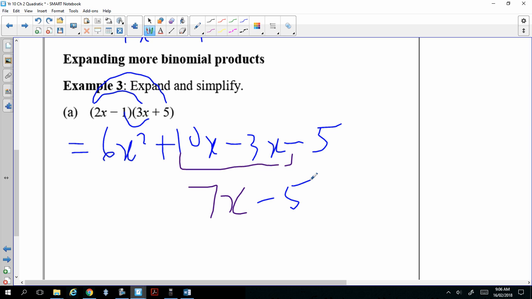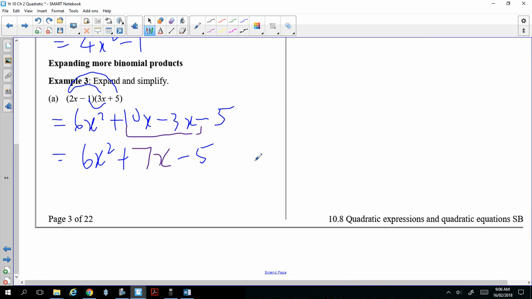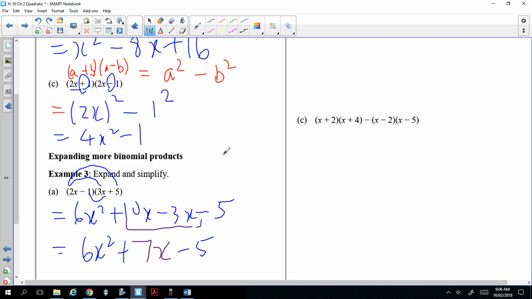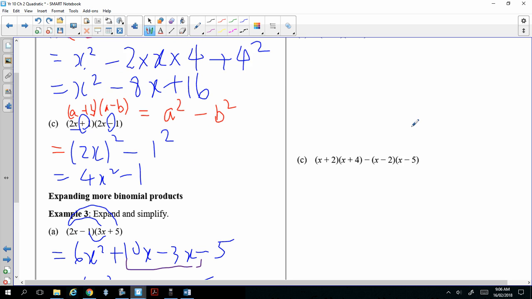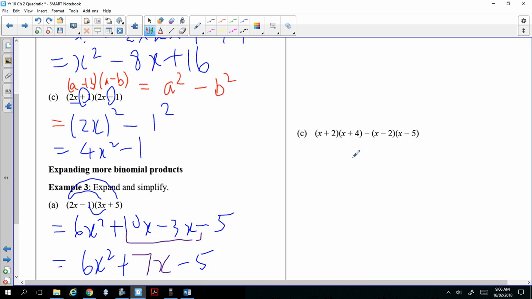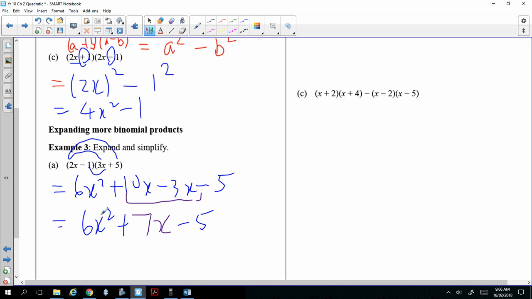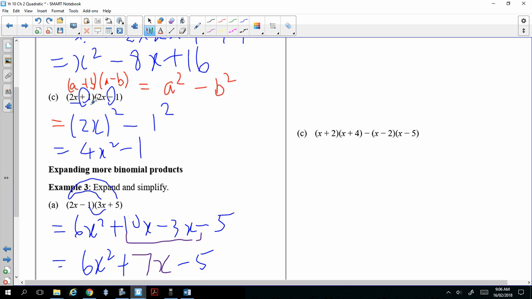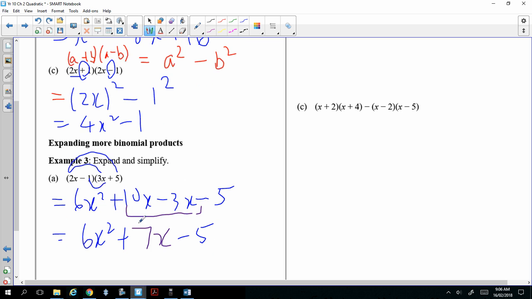Yeah, so we got this. Any question? Right? Okay. And then we got 2 more of this, and we're done. Now remember, these things need to be factorized later on. So now we're doing expanding. In the next few lessons, we're going to learn how to factorize these. Okay? All right, let's move on.